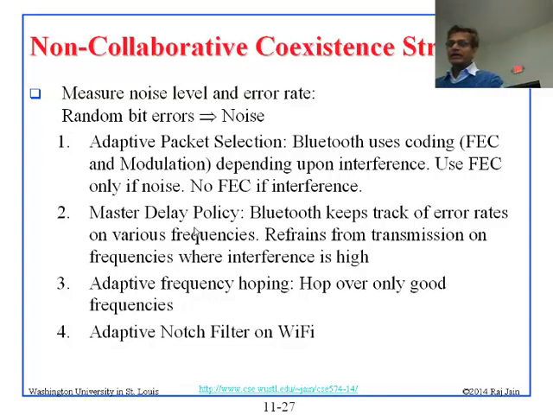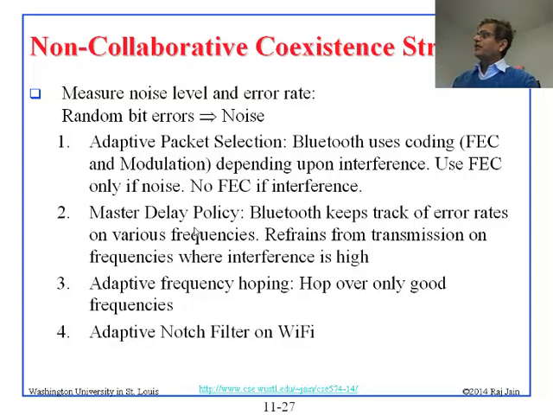Basically, these methods are based upon measurement of noise, figuring out when somebody is transmitting. So, adaptive packet selection. The Bluetooth, if it sees a lot of noise, then it changes its FEC rate or modulation. FEC rate, remember that 1/3 business. That can be changed to a higher FEC and use FEC only if there is noise. No FEC if there is no interference, right? Otherwise it will be bad.